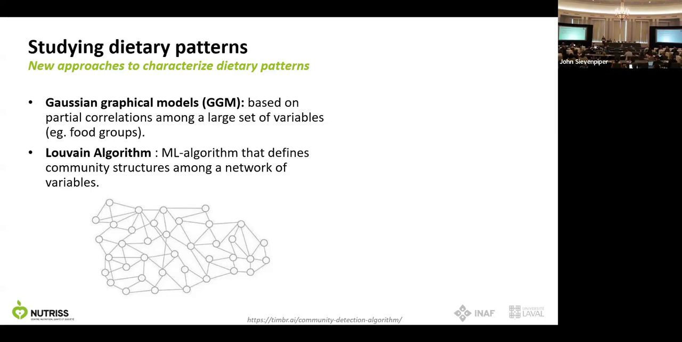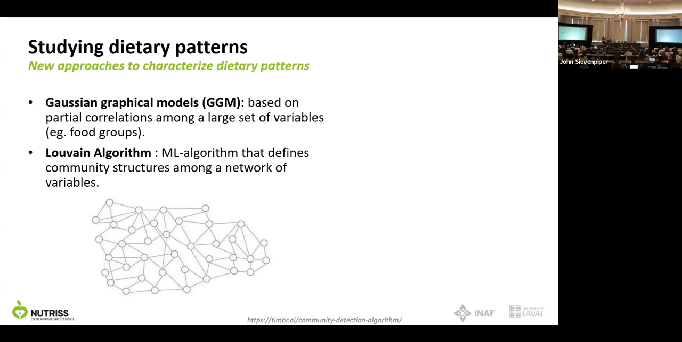So one of these algorithms is called the Louvain algorithm, and it basically tries to define the modular structure of the correlation between the different food groups that are reported together. And it's very similar to analyzing a social structure of a network.